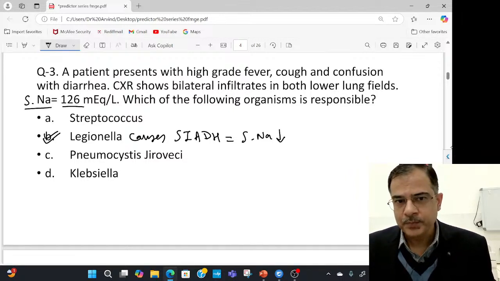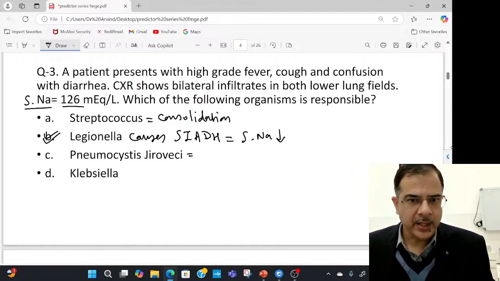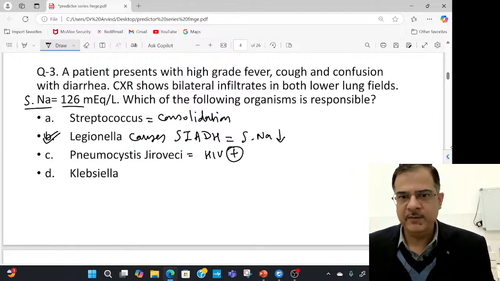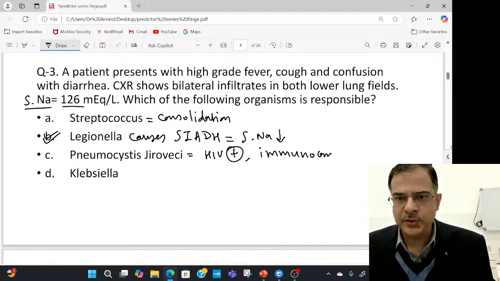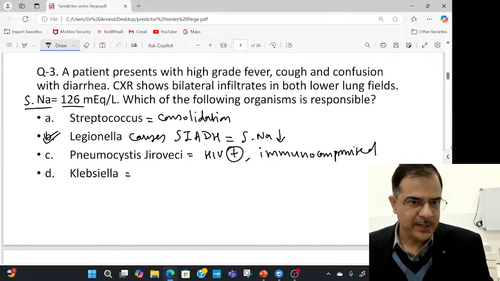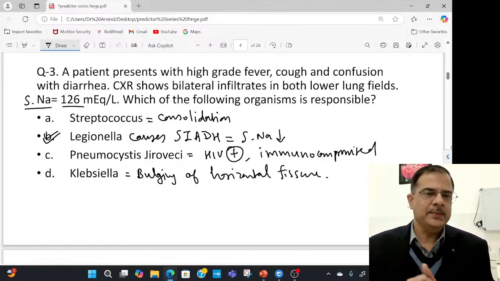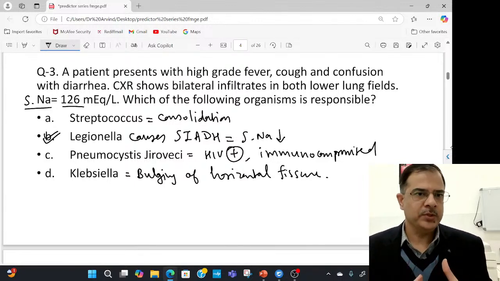Why not Streptococcus? Streptococcus leads to consolidation, while for Pneumocystis jirovecii, the HIV positivity will be given, or an immunocompromised patient should be mentioned in the MCQ. And as such, Pneumocystis does not cause SIADH, while Klebsiella will lead to bulging of the horizontal fissure. That will be the X-ray finding in Klebsiella pneumonia. So out of this, the best option will be Legionella.